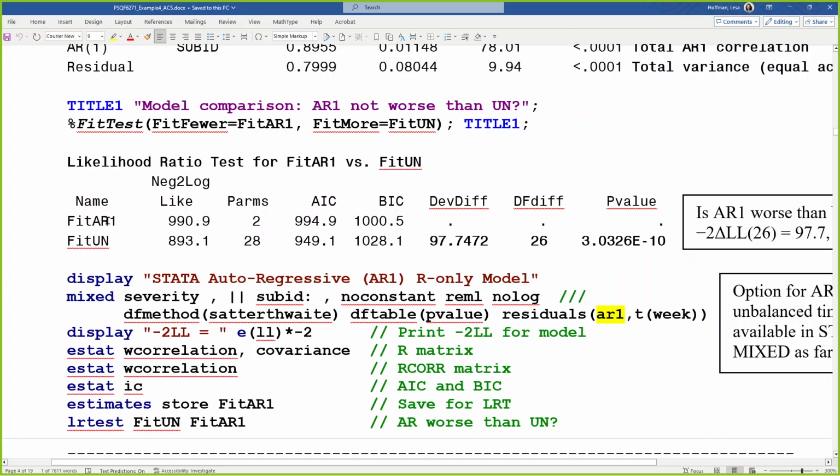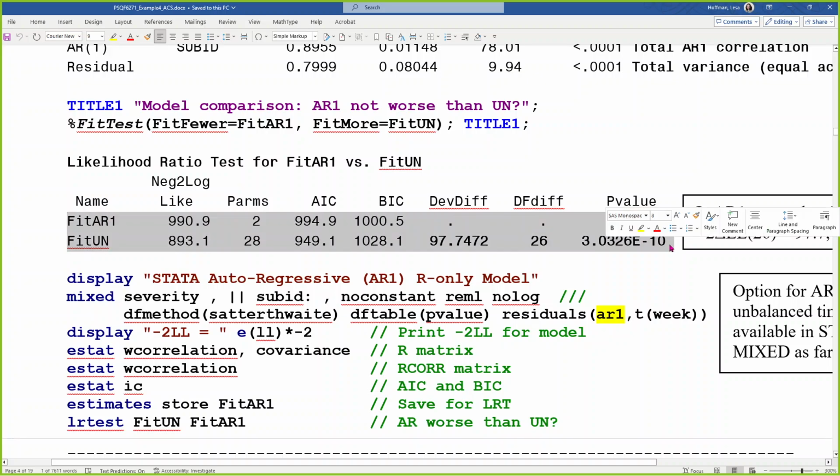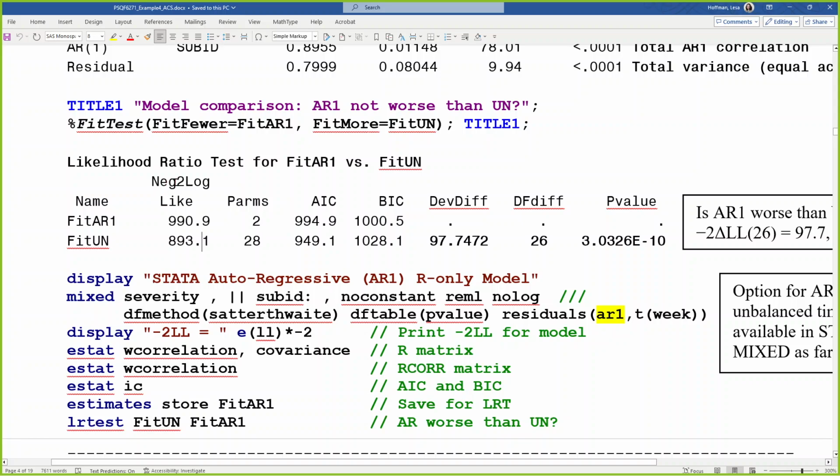There it is. So which one has to fit better, unstructured or autoregressive? In terms of -2 log likelihood, which is this first column right here. Unstructured. Now it's not going to fit best according to AIC and BIC because they have penalties for the number of parameters. Each parameter really has to count and do a good job in order for AIC and BIC to be happy with you. So they might be unhappy with this.